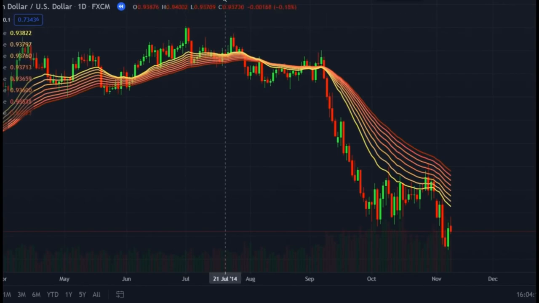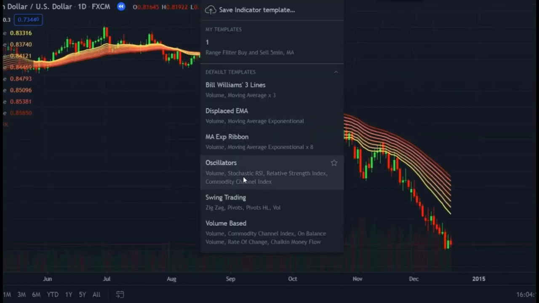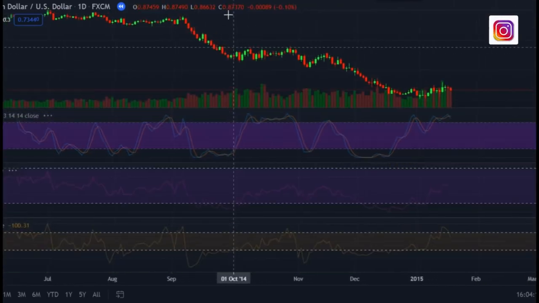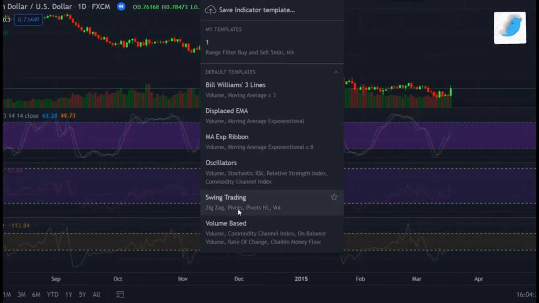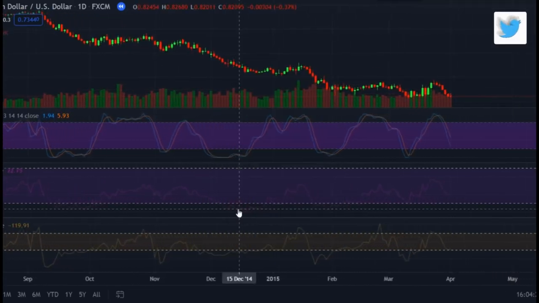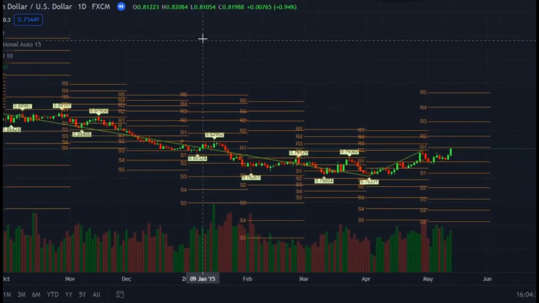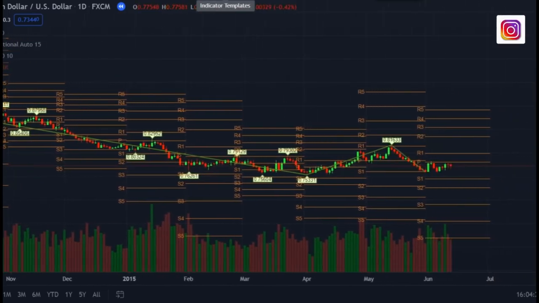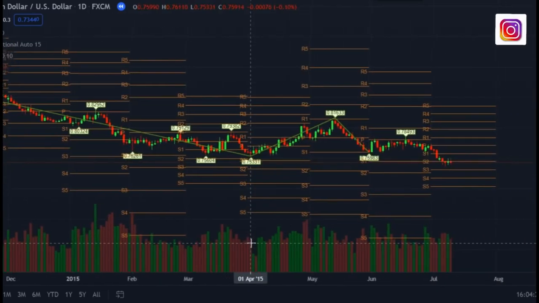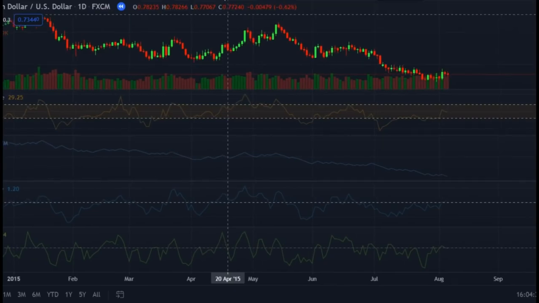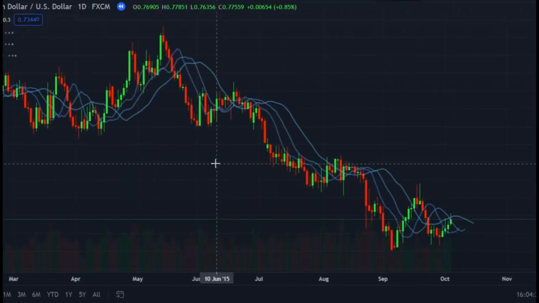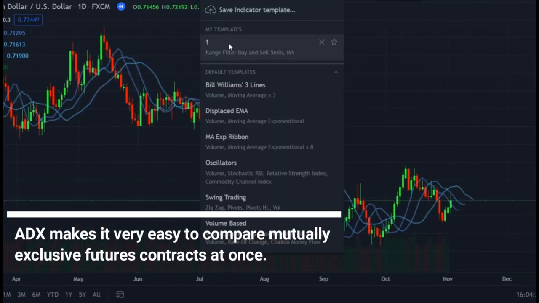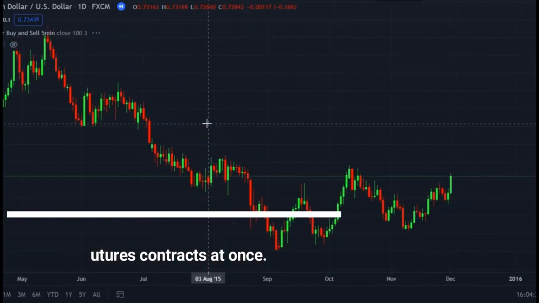ADX has become exceptionally useful in futures markets for many reasons. Number 1, with a standard range of 14 bars, ADX offers a bigger picture than many other technical indicators. Number 2, ADX is time adjusted, meaning that the most recent data is given exceptional weight. Number 3, ADX helps you identify the strength of a trend, which will be useful for any contract being executed in the near future. Number 4, ADX makes it very easy to compare mutually exclusive futures contracts at once.